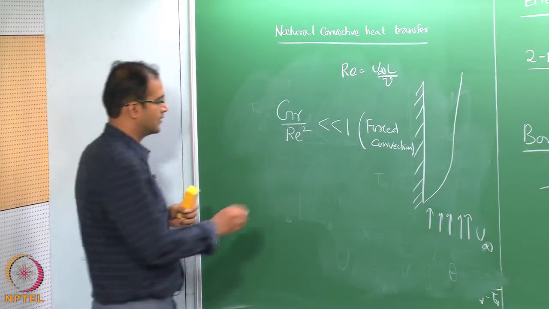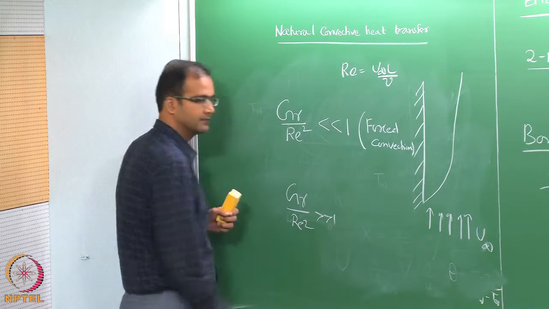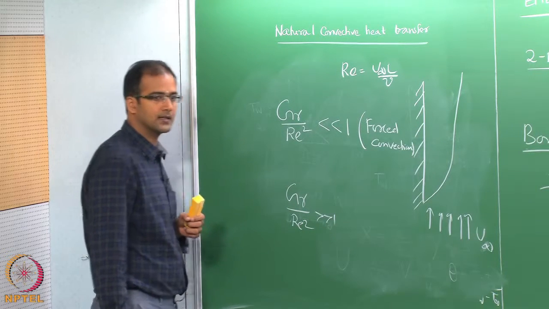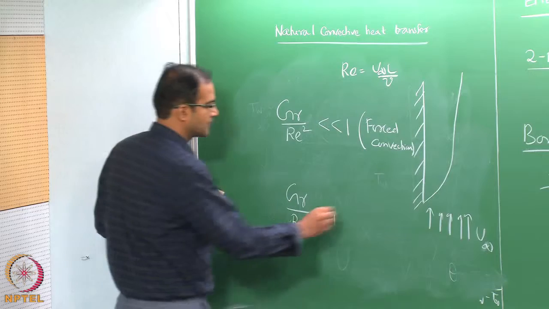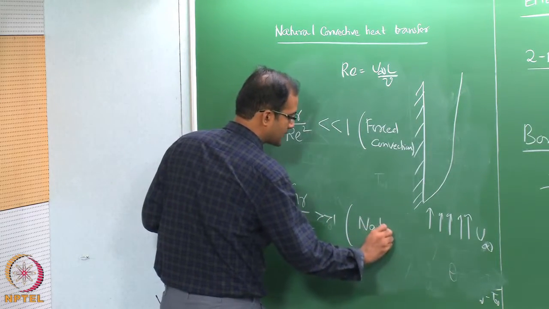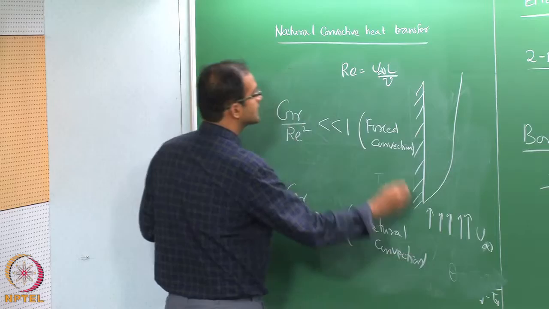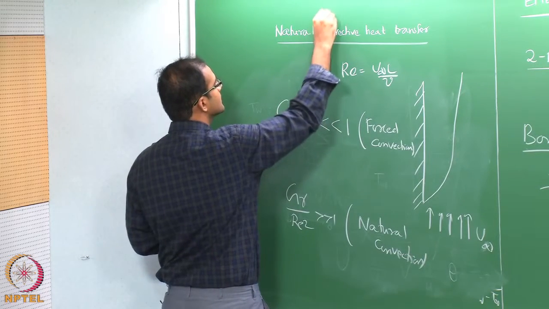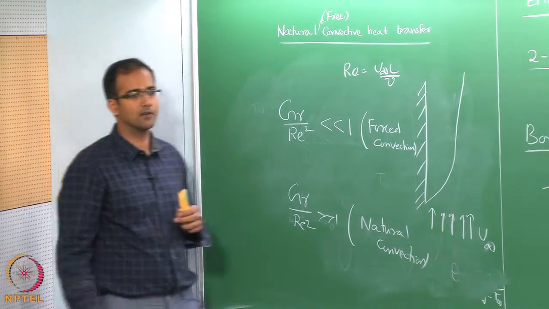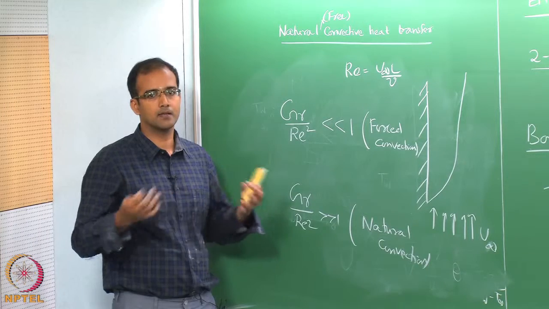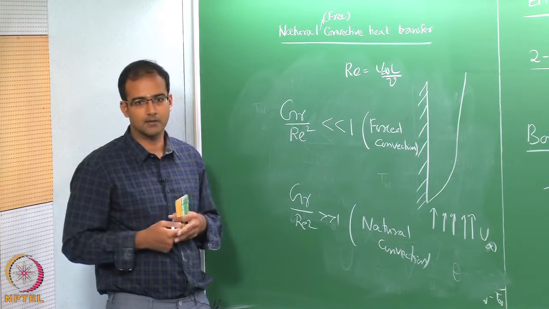So, in this case when Grashof by R e square is very small, you ignore your natural convective effects, buoyancy effects. On the other hand, if your Grashof by R e square is very large, that means your buoyancy force is dominating your bulk motion. So, here this will be your natural convection. By the way, the other name for natural convection is free convection, since you are not putting any effort in making this convection happen, it happens naturally, and therefore, it is called free convection.